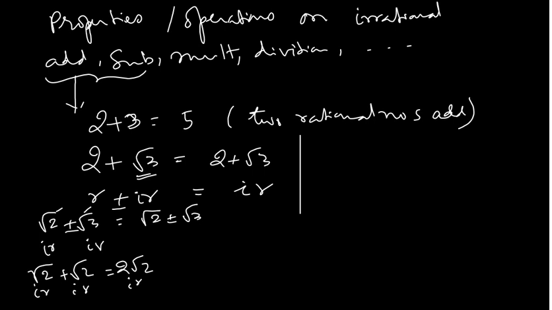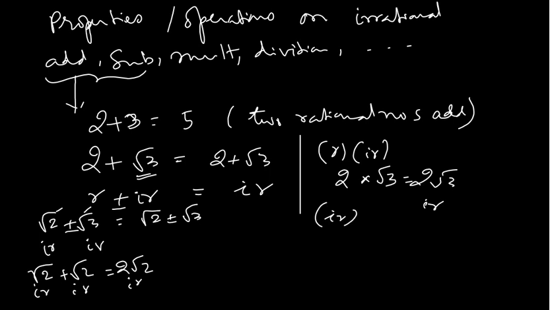Now comes multiplication. Again, multiplication of a rational number with an irrational number, that means 2 multiplied by root 3, 2 times root 3. So it's again an irrational number. Good. If I have an irrational number multiplied by an irrational number, two different things can happen here. You can have a rational number or you can have an irrational number. Yes, both are possible.